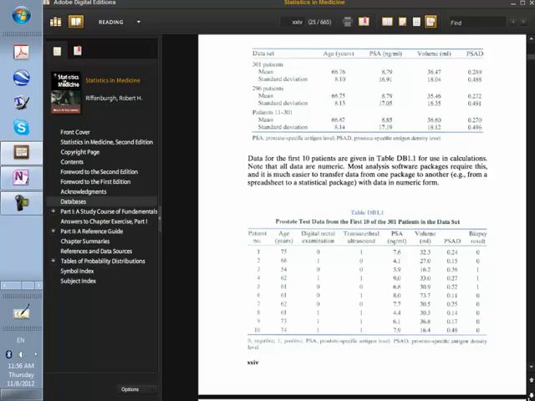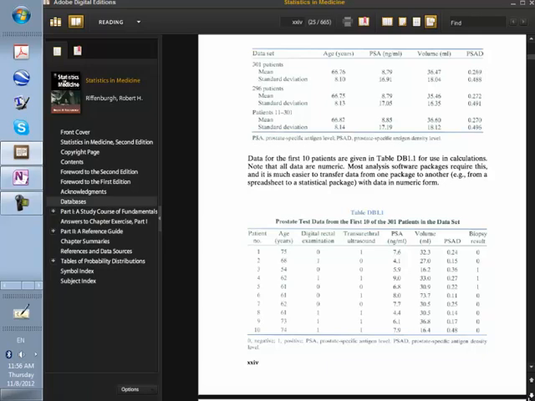So we have 301 patients. Mean age is 66.76. So what do you see in this study? I want you to understand what we see here.